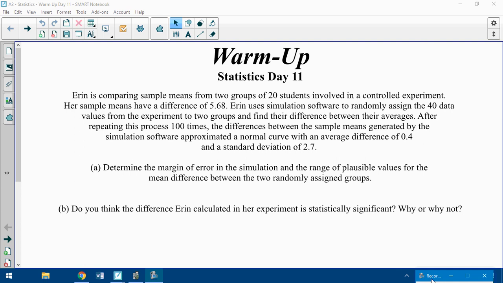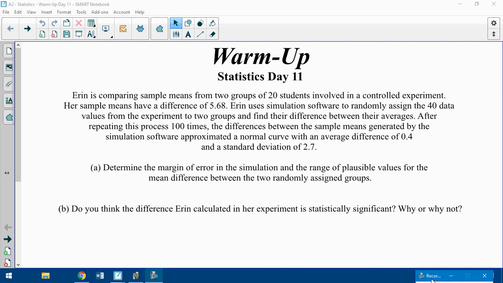Take a few minutes to, I'll read it through, and we'll see how it goes. Erin is comparing sample means from two groups of 20 students involved in a controlled experiment. Her sample means have a difference of 5.68. Erin uses simulation software to randomly assign 40 data values from the experiment to two groups and find their difference between their averages. After repeating this process 100 times, the differences between the sample means generated by the simulation software approximate a normal curve with an average difference of 0.4 and a standard deviation of 2.7.